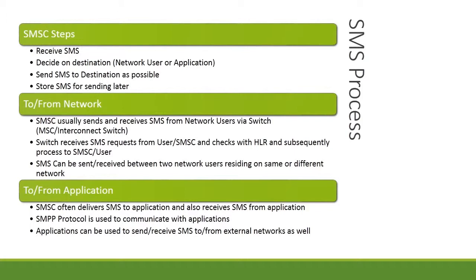SMS is an asynchronous process. Sometimes it will not deliver the message at once. First, it tries to deliver the SMS. If it fails, then the SMSC stores the SMS in itself. Later, it tries again to deliver the SMS. An SMS can come to the SMSC from different sources. It may come from its own subscriber network, or it may come from another network through the interconnect switch. In a similar way, the SMSC can receive SMS from an application.